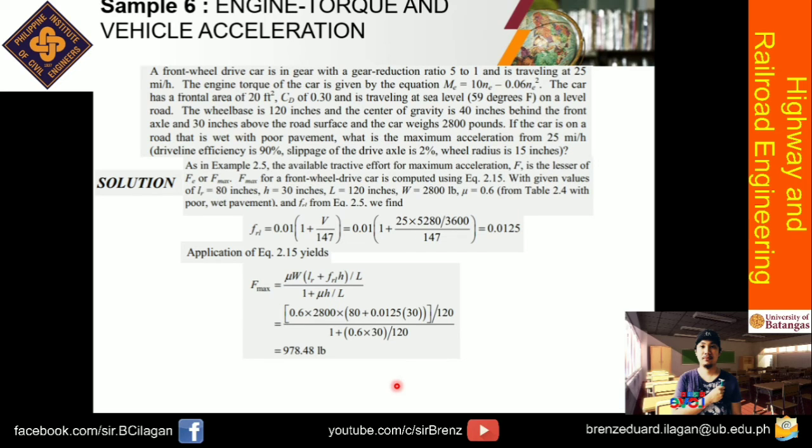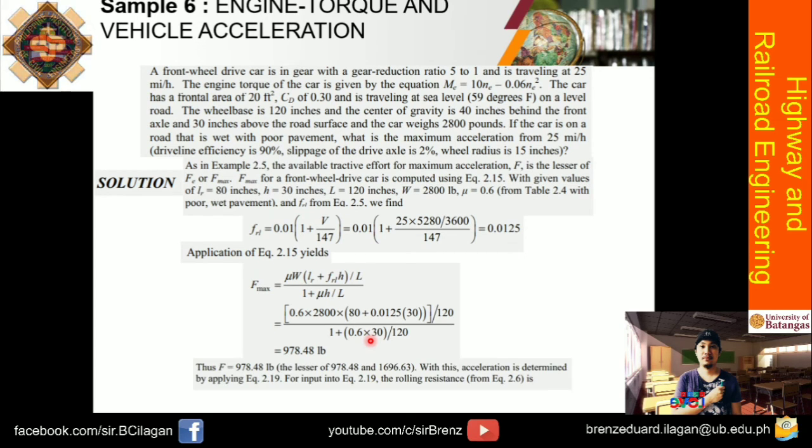Application of 2.15 yields that F sub max is equal to mu times W times l sub R plus f sub RL times h, over L plus 1 plus mu times h over L. Or substitute mo lang yung mga value, or that will be 0.6 times 2,800 times 80 plus 0.0125 times 30 over 120, and then over 1 plus 0.6 times 30 over 120. So the answer for F max is 978.48 pounds. Thus, 978.48 is the lesser of 978.48 and 1696.63. With this, the acceleration is determined by applying equation 2.19.